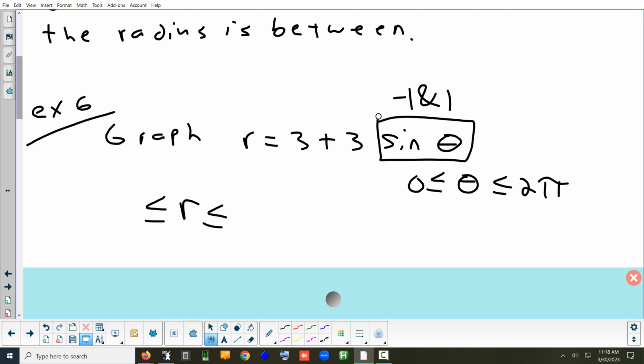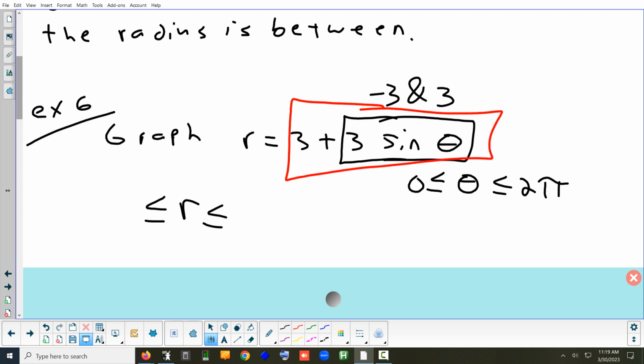So now, if you consider it as that box, what's the biggest value that would come out of it? And the smallest would be -3. So now I want to think about what would come out of this entire thing. The smallest would be 0 and the biggest would be 6. So we're going to be drawing a shape where the distance from the origin is always between 0 and 6 units.